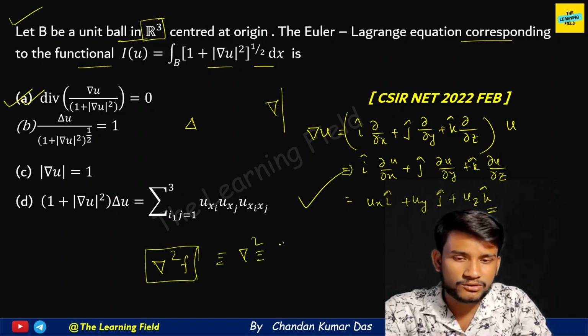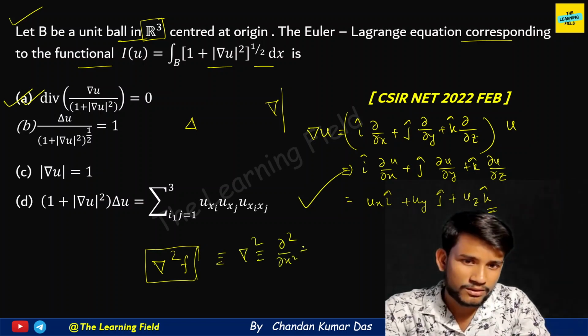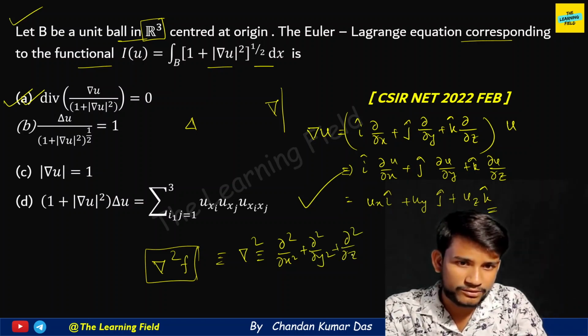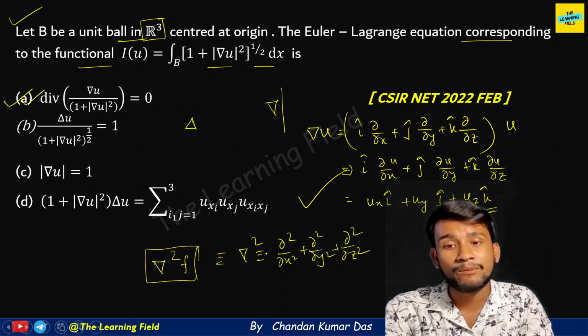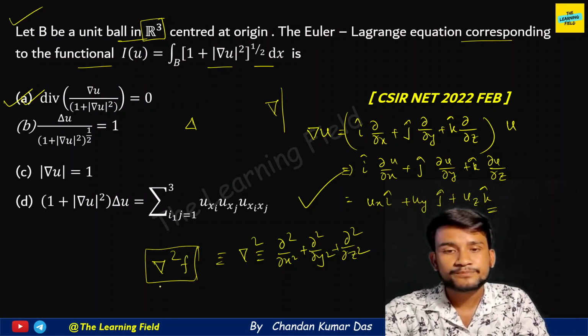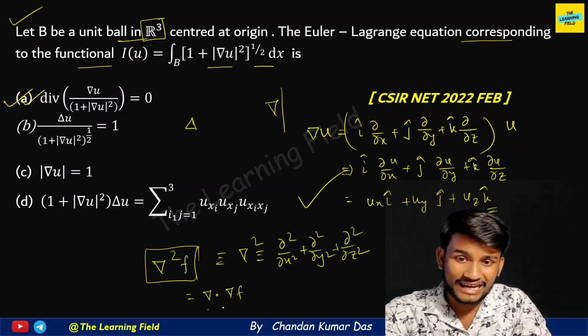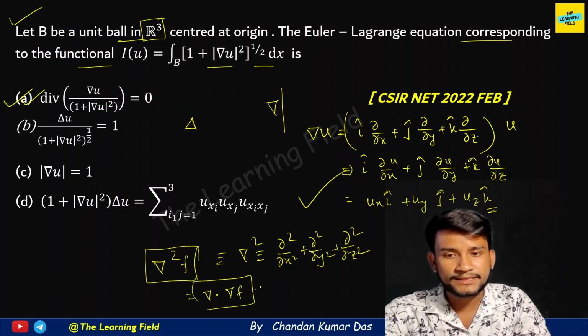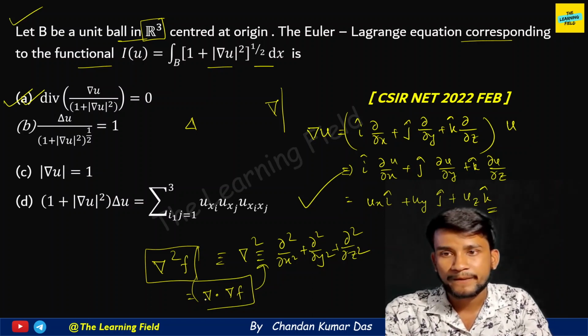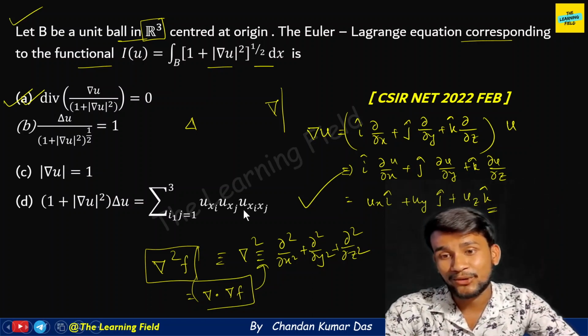Del square equals del 2 del x2 plus del 2 del y2 plus del 2 del z2. This is the operator which is called the Laplacian operator, which is equal to del dot del f, that is divergence of gradient f. This is denoted by del square f. So this is in vector terms, all are vector terms.